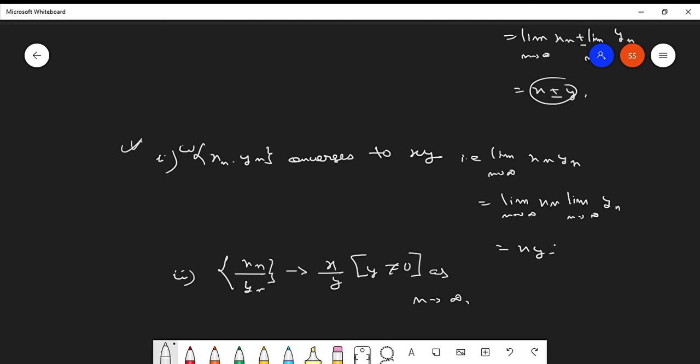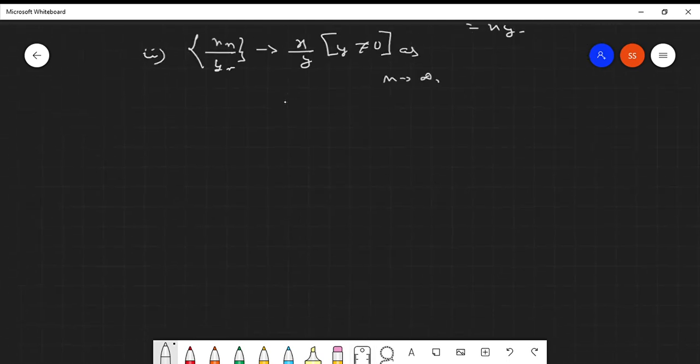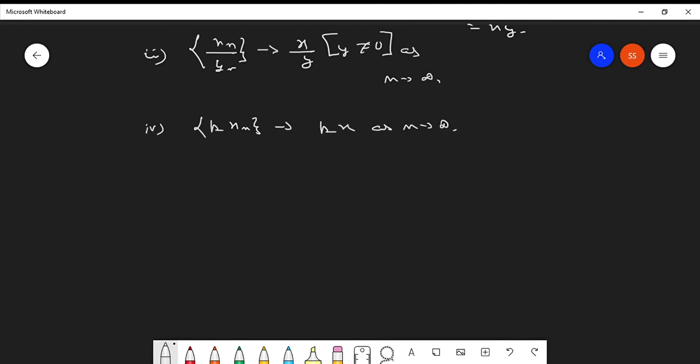Understood this one? One more you have, which is the constant multiplier property. It says that k times xn converges to kx as n tends to infinity. Clear? These are the algebraic properties of limits. Then there are the order properties of limits, in which we have a famous theorem regarding limits, called the sandwich theorem, which we also discussed.